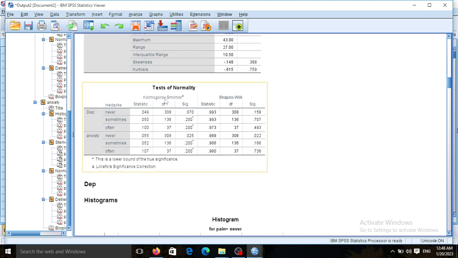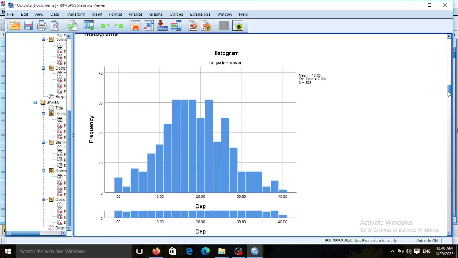There are also Kolmogorov-Smirnov and Shapiro-Wilk tests, which can measure the normality. Based on these values, just the anxiety in those who had never headache might have a normal distribution, but as the skewness value showed it has a normal distribution, you need to pay attention to other tests and have a conclusion.